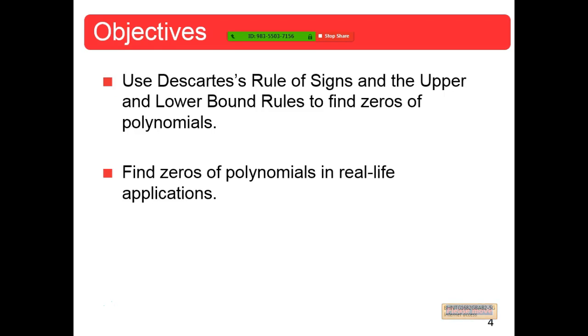I think of this as putting tools in your tool belt to be able to come up with the zeros. That's what we're looking for. All these are tools that you'll use to try to find those zeros. And then it says you'll find zeros of polynomials in some real-life applications. That's going to be putting those tools to work in a pretty simple problem. An interesting problem too. Okay? Any questions so far?